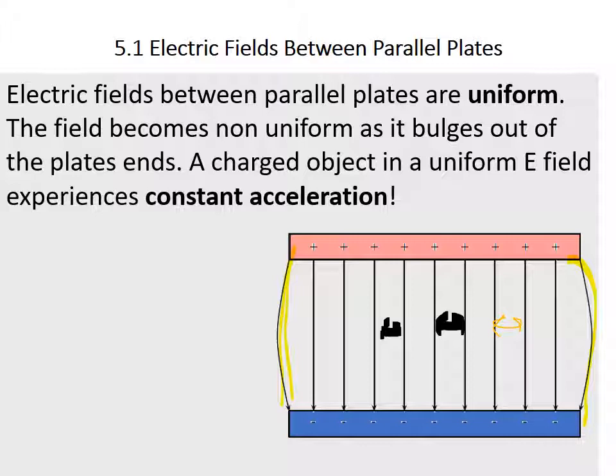So a charged object placed in the middle of this uniform electric field would experience constant acceleration. And that's really useful for us because we don't want to do calculus in this class. Maybe we do, but we don't really have the tools yet. We don't want to have to deal with changing accelerations. So we can see again that the field lines come out of the positive plate and into the negatively charged plate.